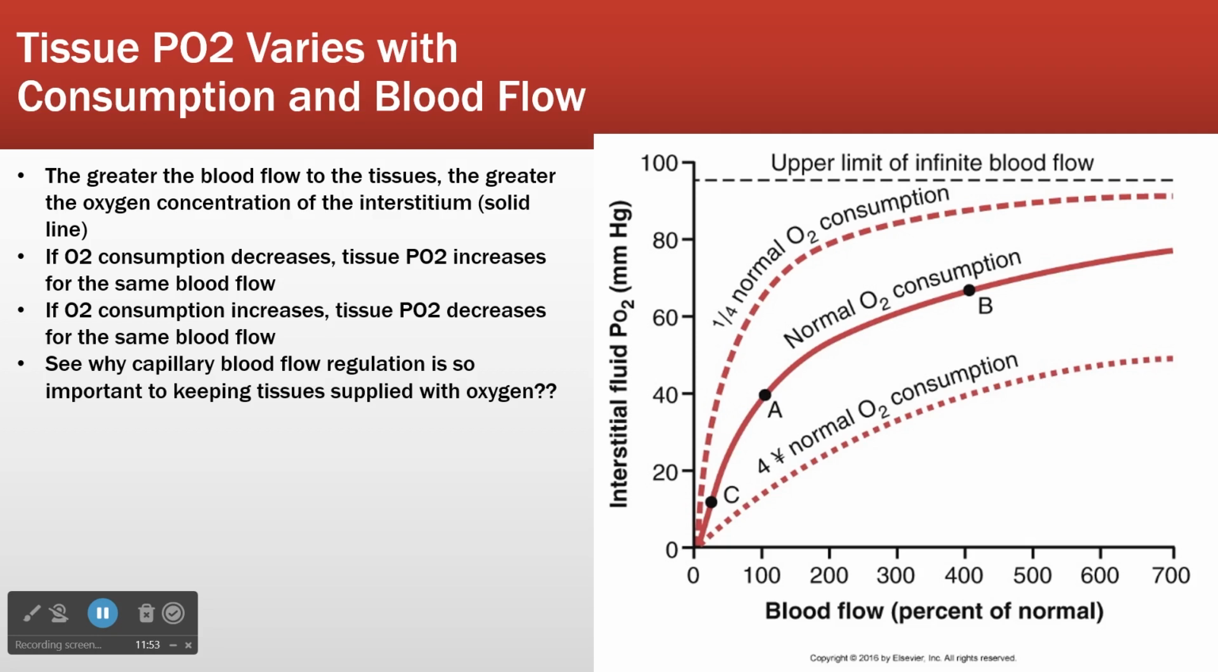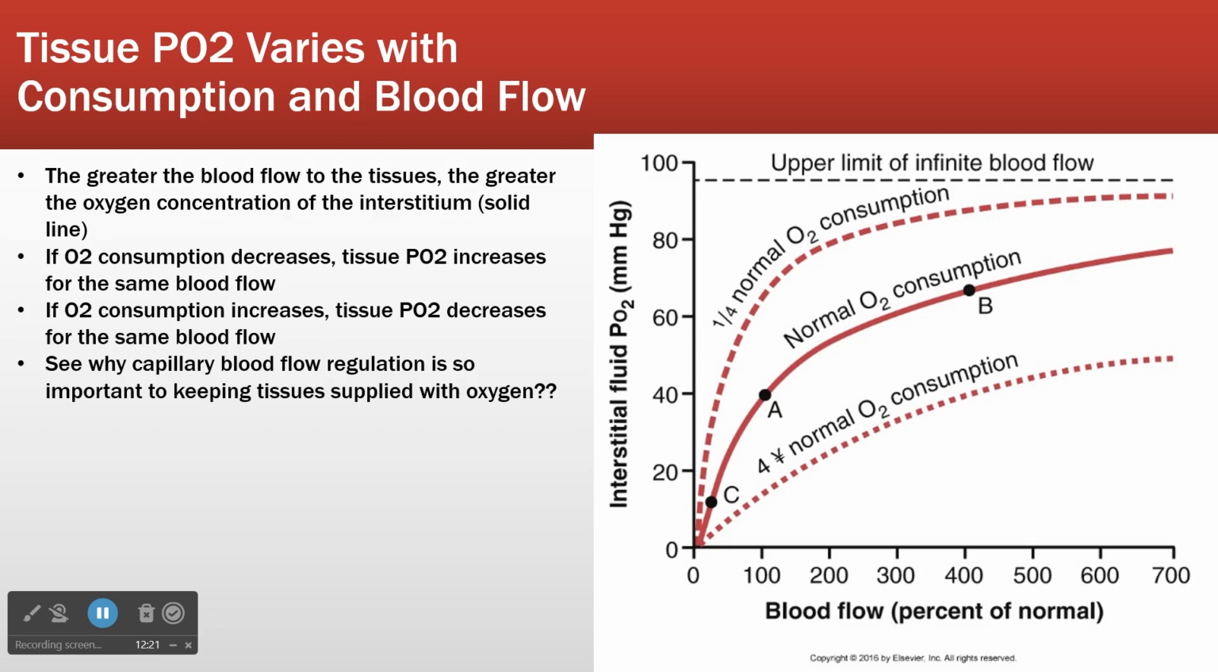Now, what this also shows us is if we increase our blood flow, we can increase our PO2. So if 40 is our quote-unquote normal, if we're 4 times more active, we're going to need 4 times the blood flow to get the same PO2 in that area. So this is just showing you that the more consumption you have, the greater blood flow you need to get the same PO2.